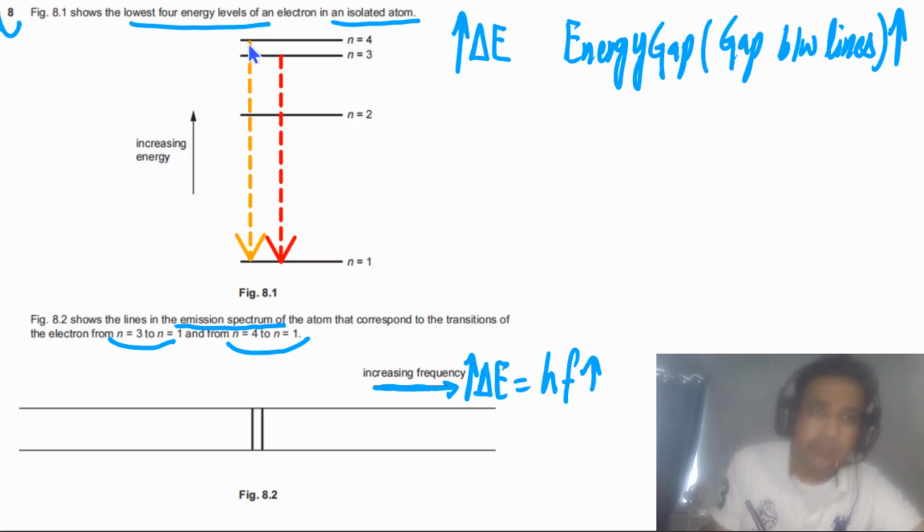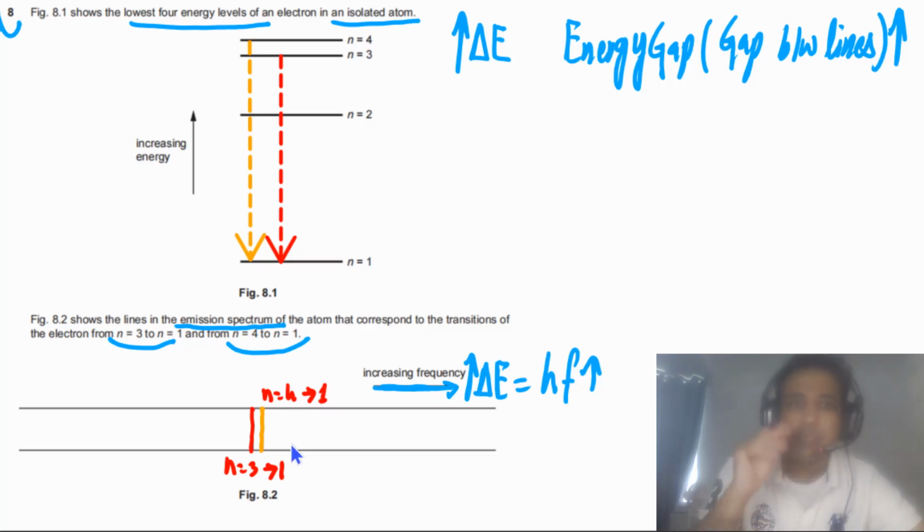As this gap is greater for N4 to N1, it means that N4 to N1 has higher energy. So this line is the orange one, and this line has to be the red one. So this is for N3 to N1, and this one is for N4 to N1. These are the points you need to understand to answer the next question. I hope these points are clear to you.